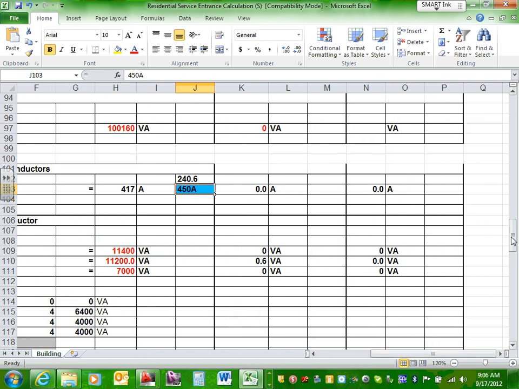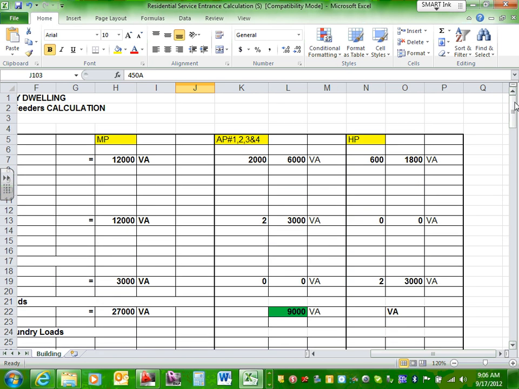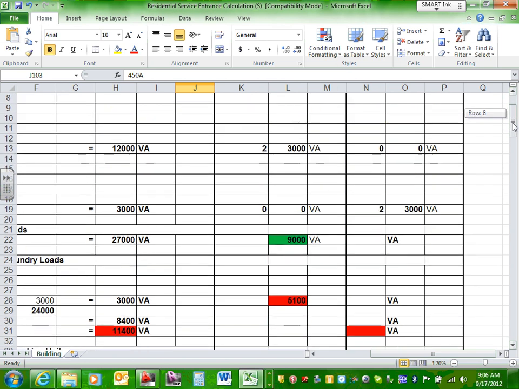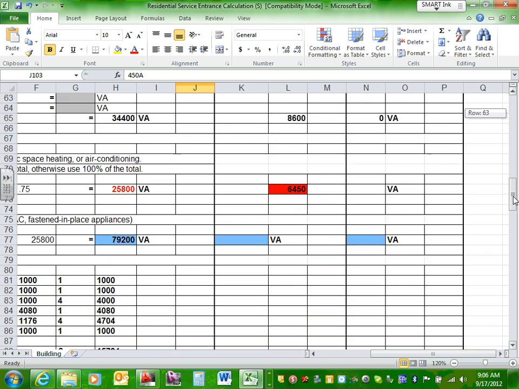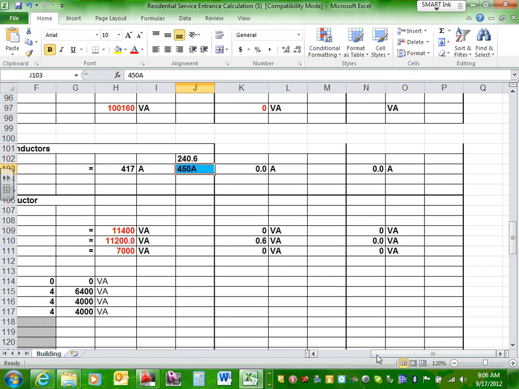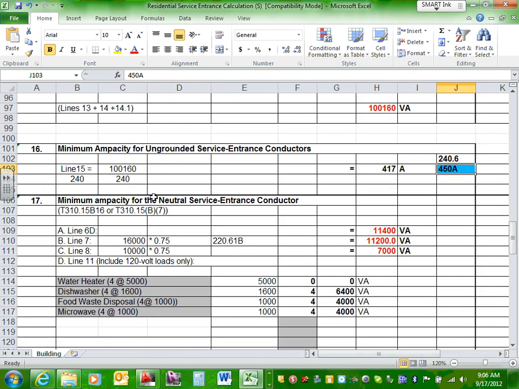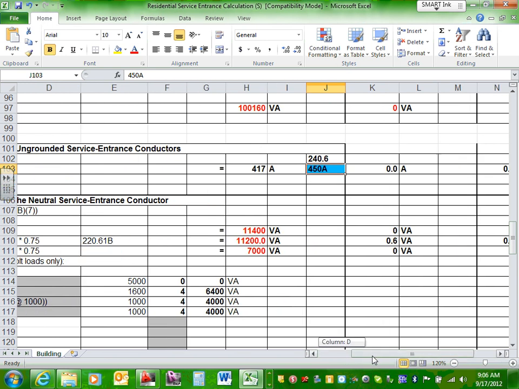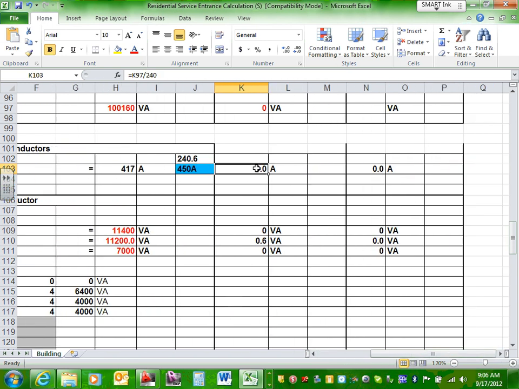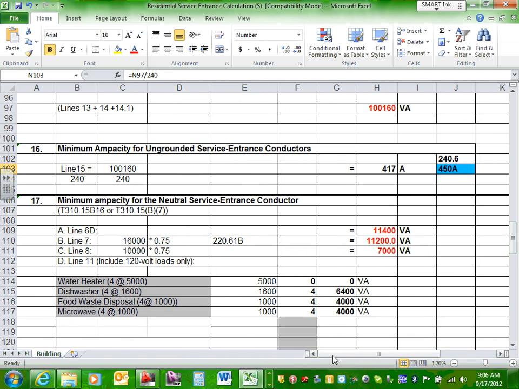Cool? Now, the same thing, you're going to come over here. I didn't do it. You're going to do it for every apartment. You're going to pull this information and do it under every apartment. Cool? And then at the end here, minimum ungrounded, you're going to end up here with the size of a panel. Whatever you come up with, you can't go less than 100 anyway, for the main panel, the house panel, as well as the apartment panels. Any questions, any comments about this?